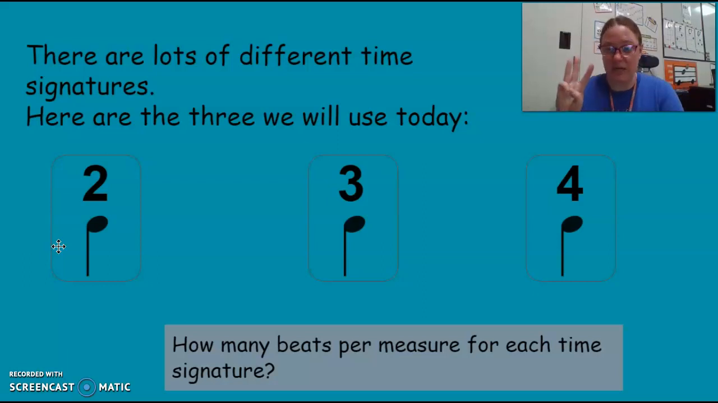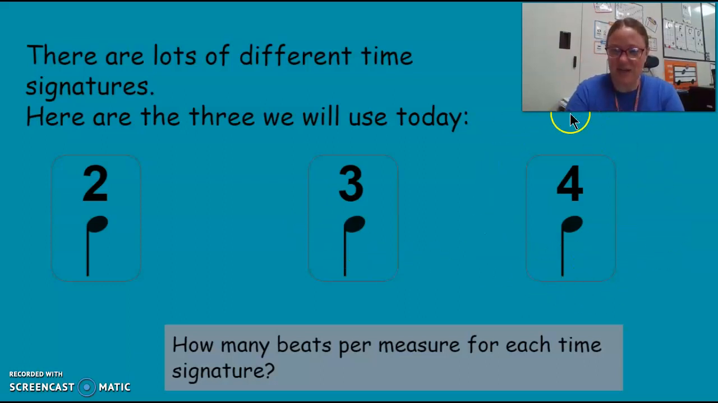Okay, let's look at some different time signatures. There are 3 that we're going to use today. Well, we've already seen 2-4. Our time signature in the middle is 3-4. How many beats per measure are going to be in 3/4 time signature? Well, we know the number at the top tells us that information. We're going to have 3 beats in a measure if it's 3/4 time signature.